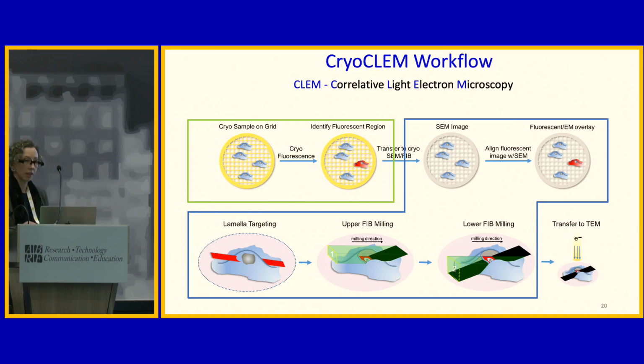Now we can use that same FIB beam and we can mill out sample above our region of interest, do volume imaging in the process, and then mill out material below, leaving just a thin little lamella that's only 200 nanometers in thickness. And now this is thin enough to image in the cryo-TEM, and it should be of the region of interest that we were interested in the first place.